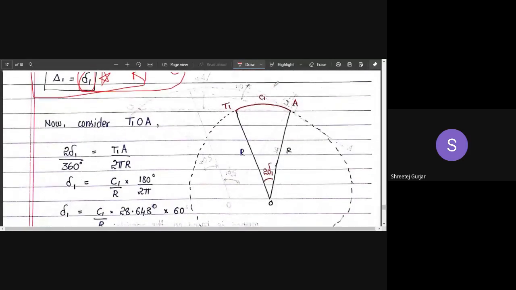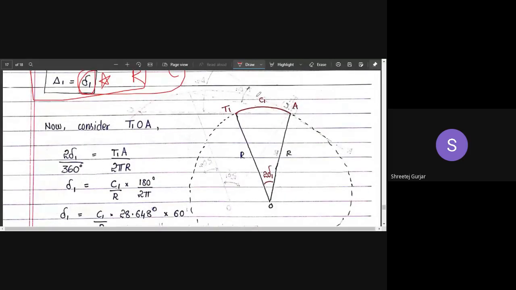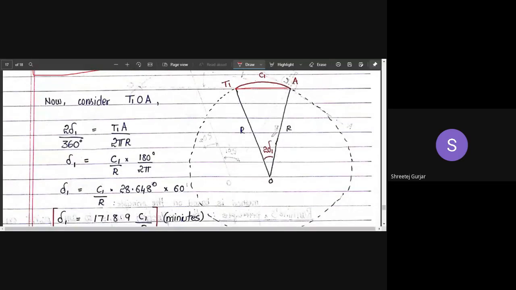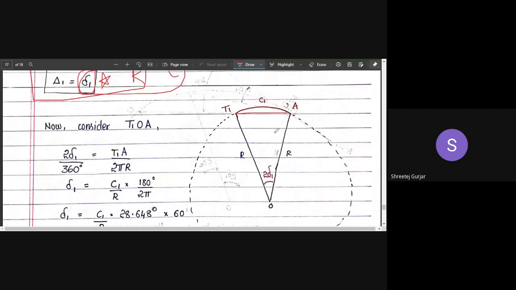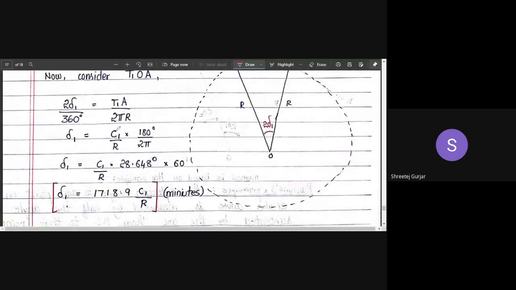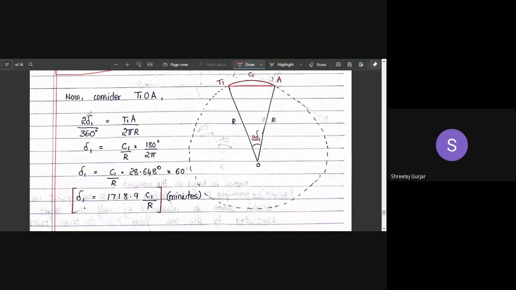T1 to A. So this is known as chord length, right? C1 chord length, right? Which is equal to this. No problem. Then radius R is there and the angle subtended is 2 delta 1. Okay, 2 delta 1, no problem. Now, for this particular sector it is 2 delta 1, and for the entire circle it will be 360, right?